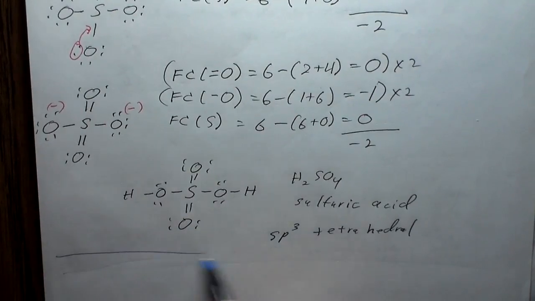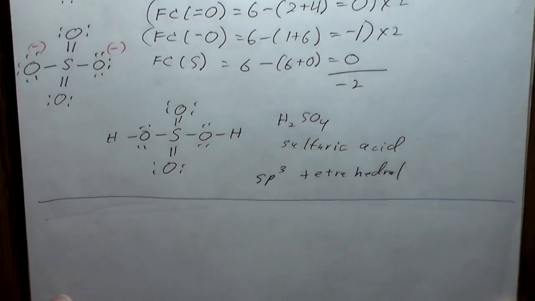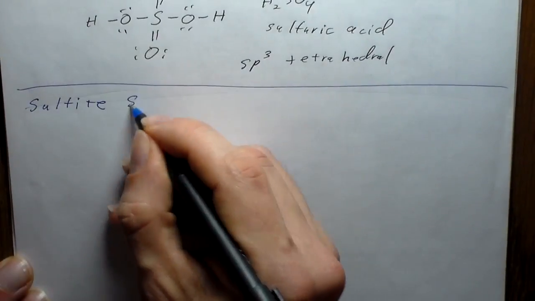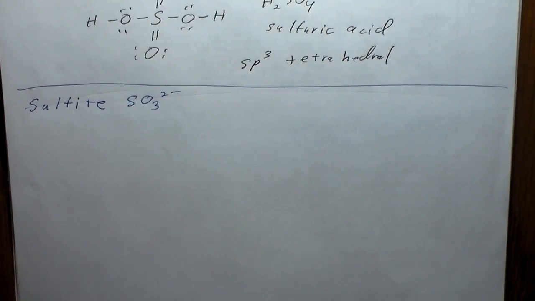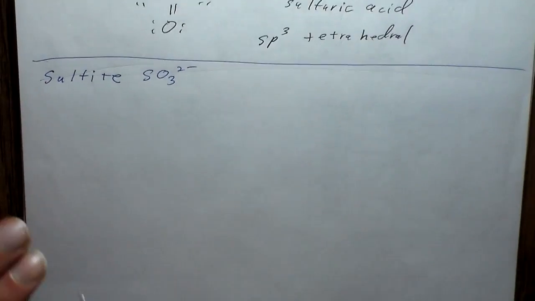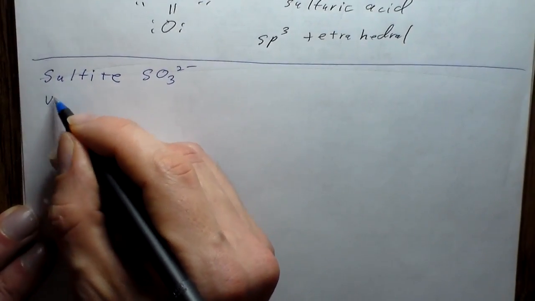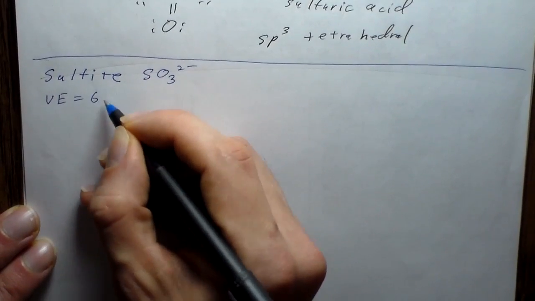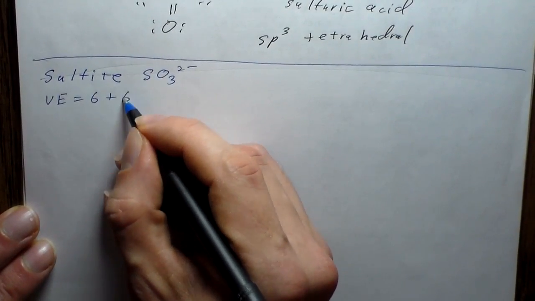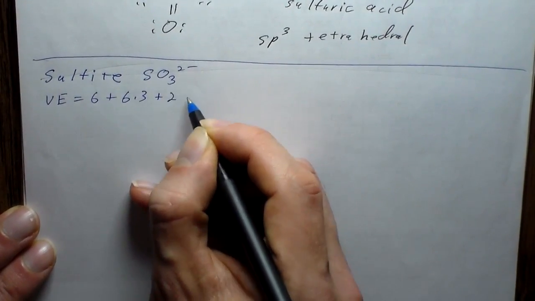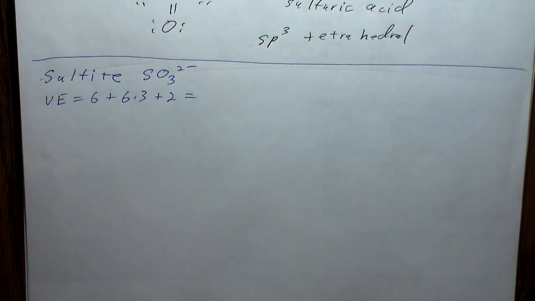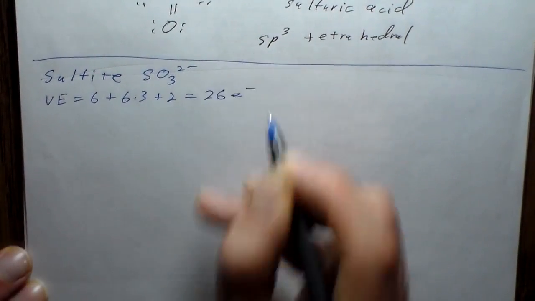All right, next up, we're going to look at the sulfite anion. That's SO3 2-. Okay, so we'll see how this looks compared to my sulfate, which we just did. So again, my valence electrons, 6 for my sulfur, and now 6 times 3 for my oxygens, plus the 2 for the charge. So that's going to be 26 valence electrons.